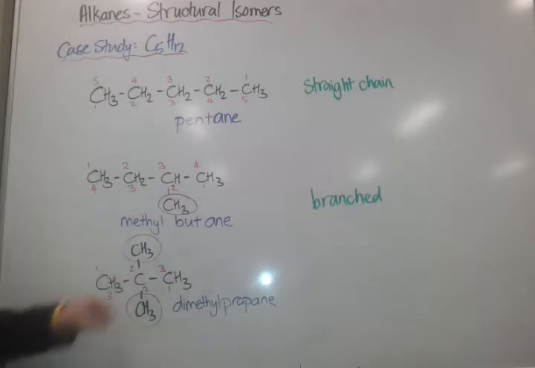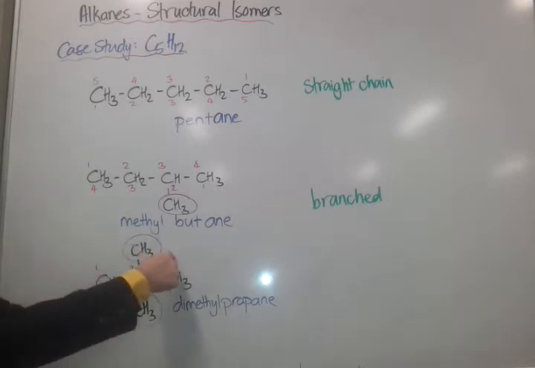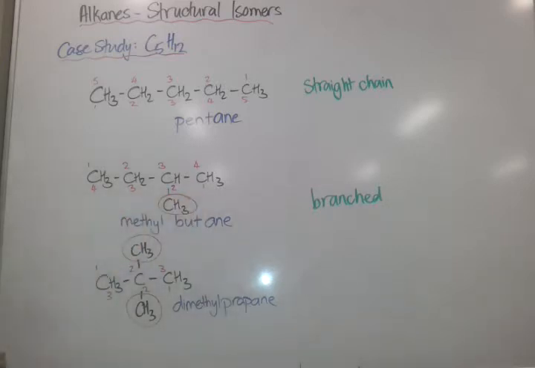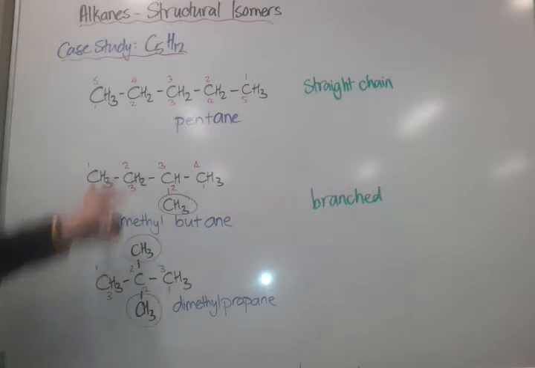Again, I don't have to put the number there because I can't put those methyl groups anywhere else. They have to be on carbon 2. If I put one of them there, I've just turned it back into methyl butane. What do you call the last one? You got like straight chain, branch? Oh, both of these are branched.